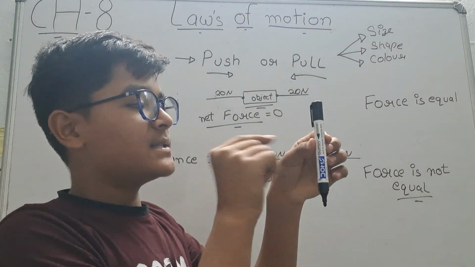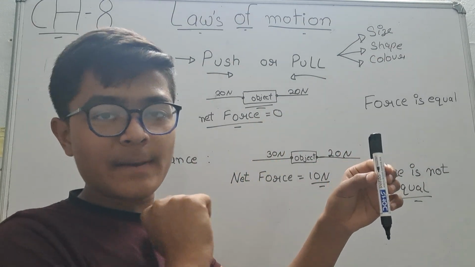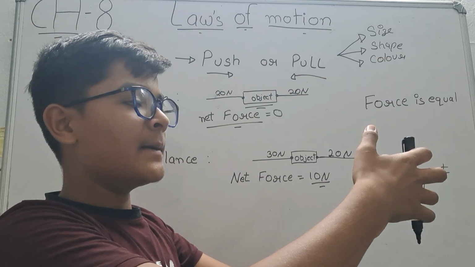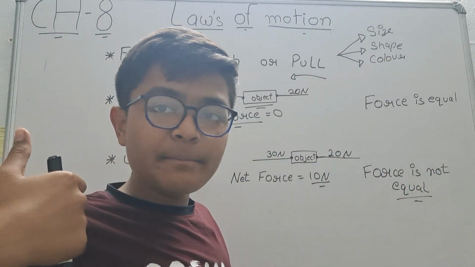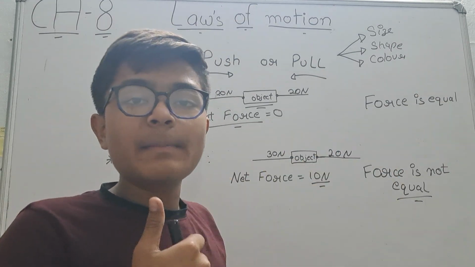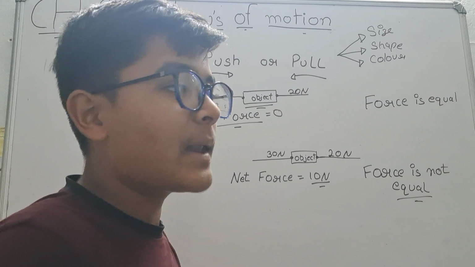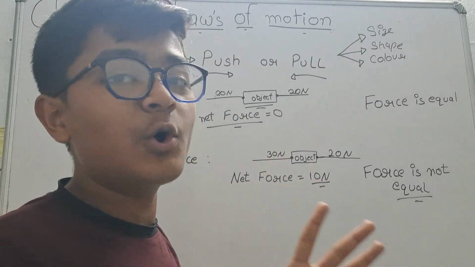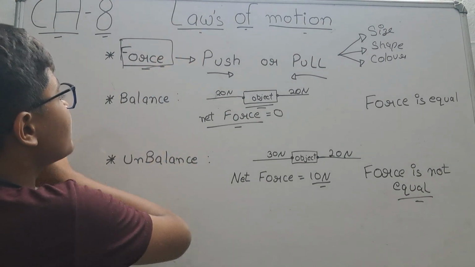Let's take an example. This is a pen. I am pushing it, so I am applying force, and I am holding and pulling it backwards, so I am also applying force on it. So it is known as force. Anything that applies force on an object, pull or push, is known as force. Okay, so we have done force.